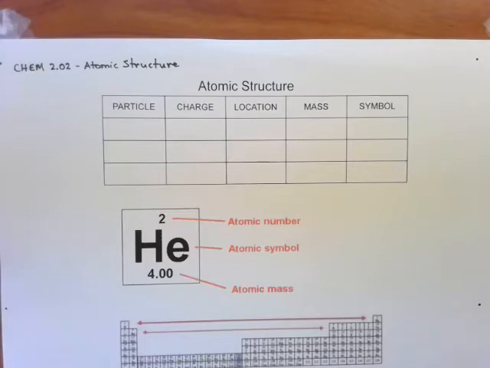Hello and welcome to Chemistry Lesson 2.02 on atomic structure. In this lesson, we're going to review the overall structure of the atom along with the values that we ascribe to that structure, as in atomic number and atomic mass.